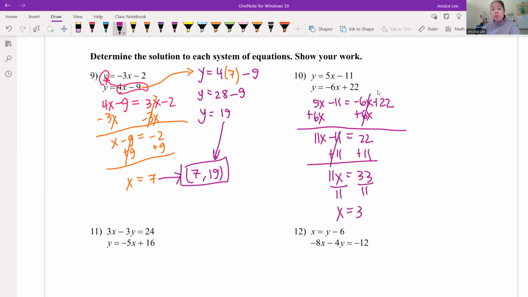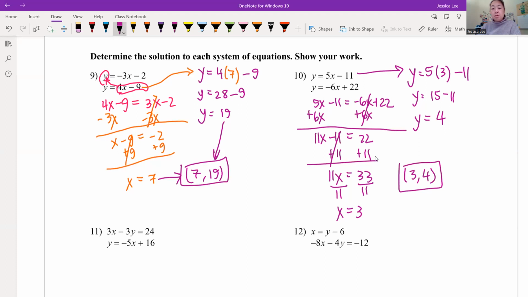And again, we're going to choose one of the equations. This time I'm going to choose the top one because it seems a little bit smaller numbers, right? So maybe a little more simple. So y is equal to 5 times x, which is 3, minus 11. Y is equal to 15 minus 11. So y is equal to 4. So x is 3, y is 4.